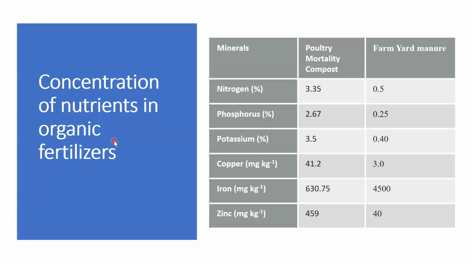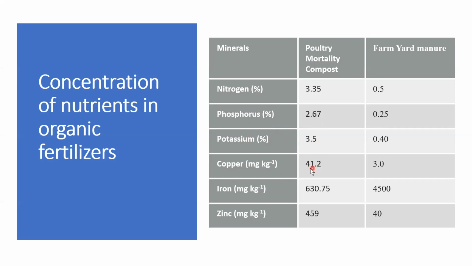The concentration of nutrients in organic fertilizer varies depending on the source. I have quoted two examples here. One is from our own research, the poultry mortality compost, which we produce by composting dead birds and poultry litter, and the other one is farmyard manure. There is a lot of variation in the concentration. For example, nitrogen is 3.35% in poultry mortality compost, and in farmyard manure it is 0.5%. Phosphorus also shows much variation, and potassium also has great variation.